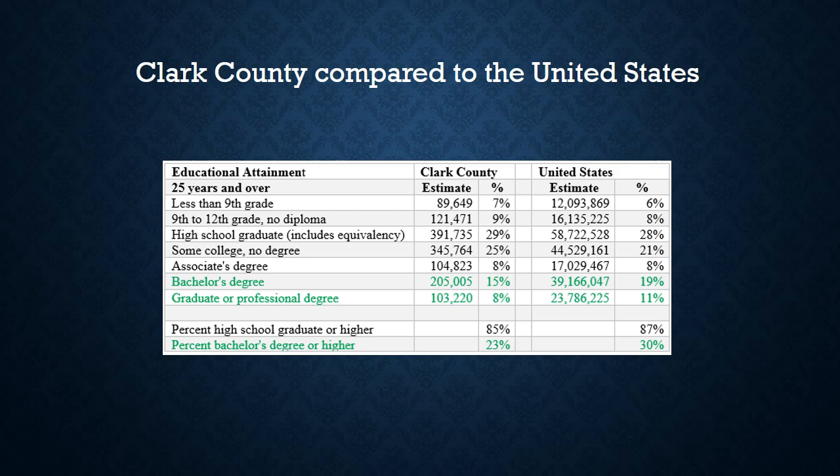Also, compared to the United States, you'll note that in terms of educational attainment, Clark County falls way behind the United States average. For the United States overall, 30% of the U.S. population over the age of 25 has a college degree, but here in Clark County, it's only 23%. That means that there are 30% fewer college graduates per capita in Clark County compared to the United States. That is a substantial difference.